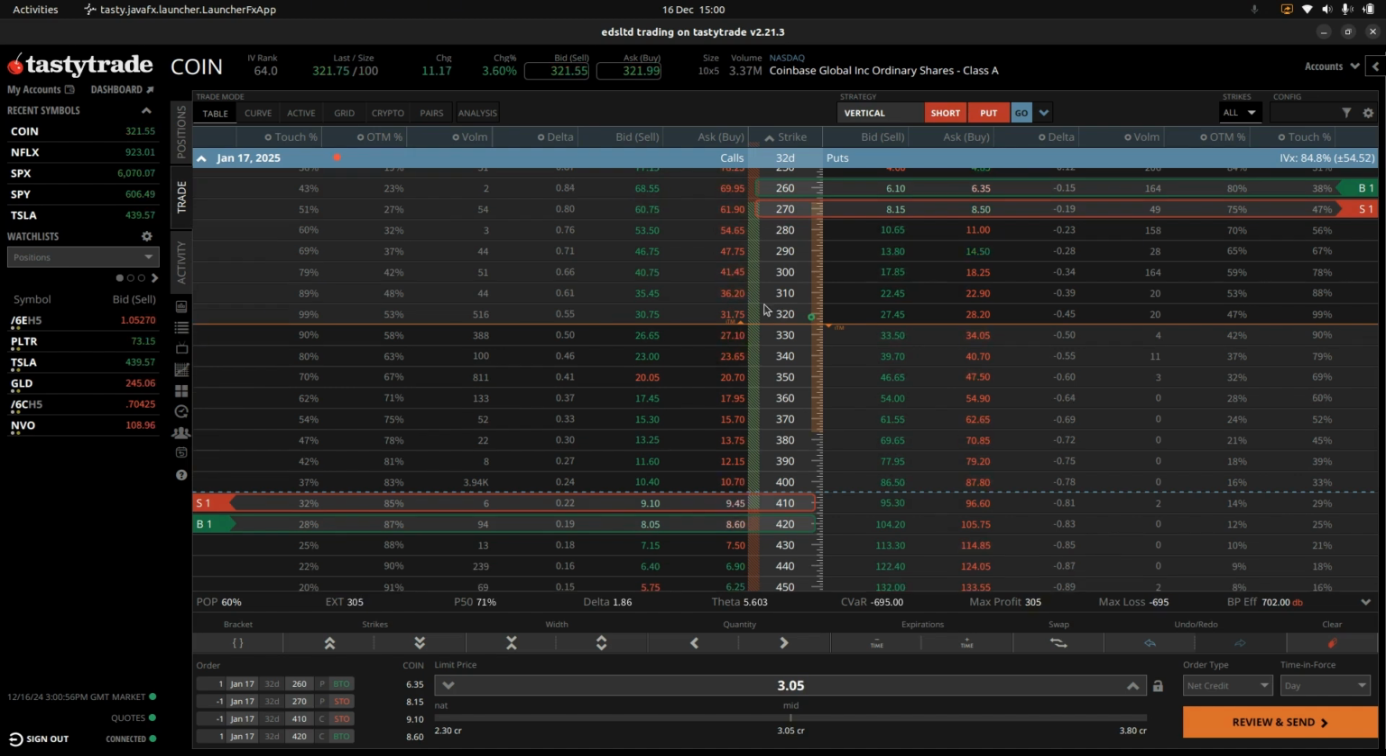What that's done is now we've defined our risk. So our max loss is no longer unlimited. It's $690. How have we arrived at $690? Well, our risk is now defined by the spread in between our two contracts, which is $10, minus the premium that we collect up front, which is $3.05 or $3.10 now.